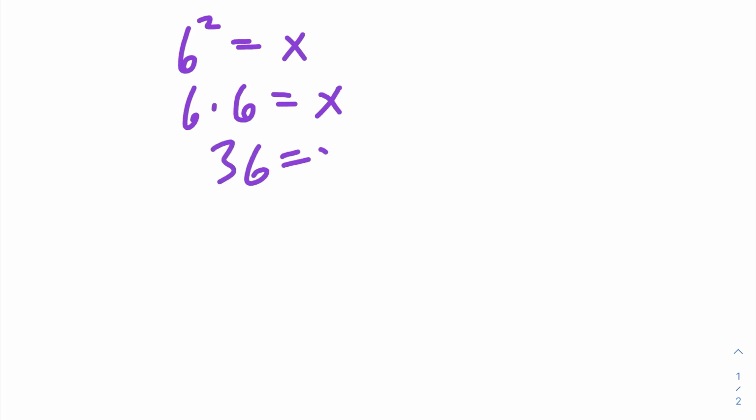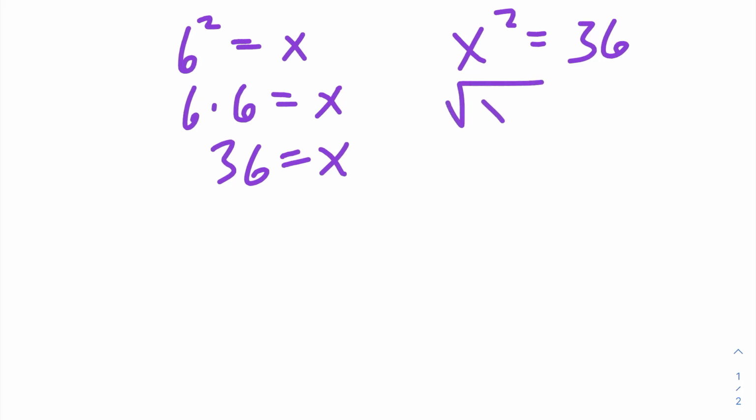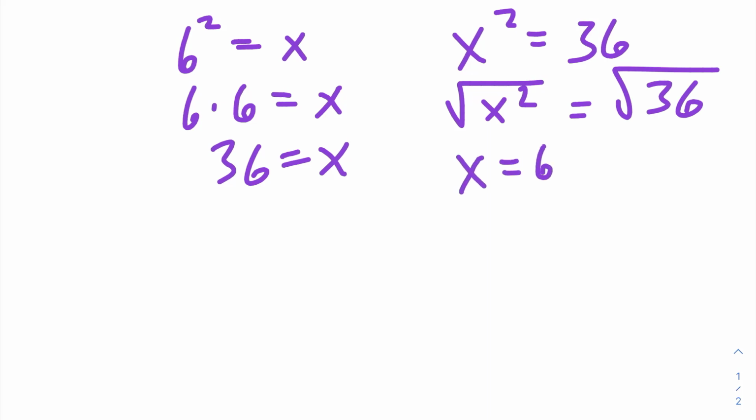Now, what if we wanted to solve the equation 6 to the power of 2 is equal to x? Well, we could do that easily. That's just 6 times 6 is equal to x, so 36 is equal to x. Now instead, what if we wanted to solve the equation x to the power of 2 is equal to 36? That's also easy. We just take the square root of both sides, and we'll see that x is equal to 6, or x is equal to negative 6.